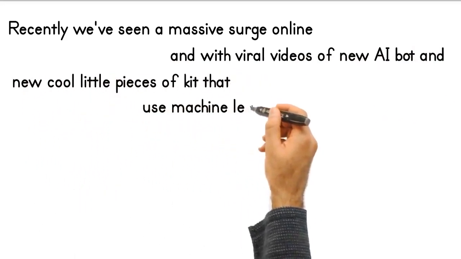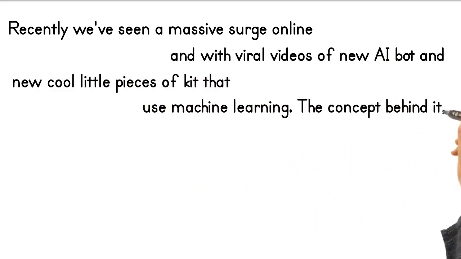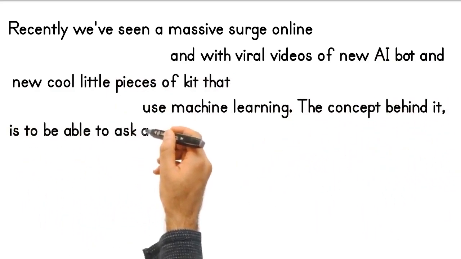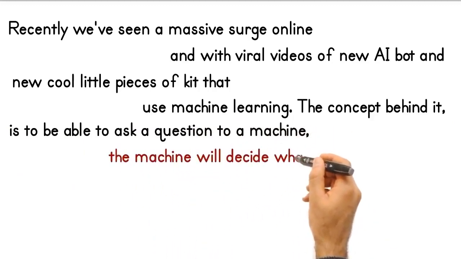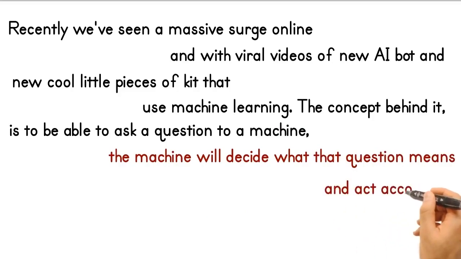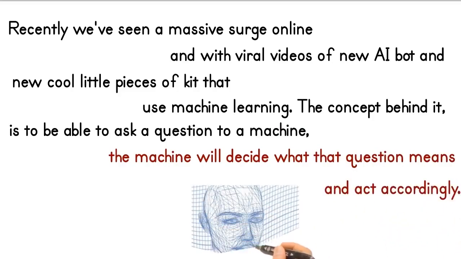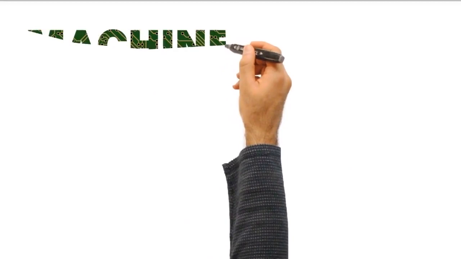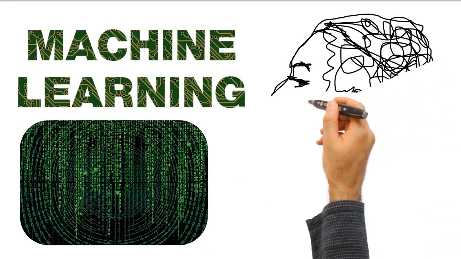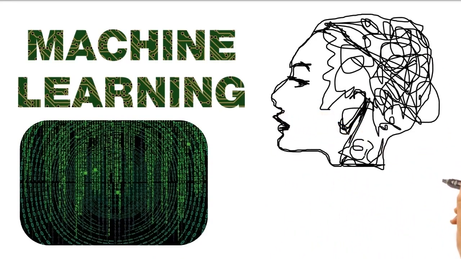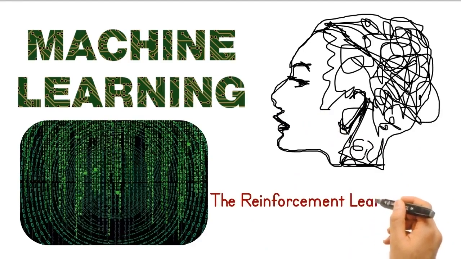The concept behind it is basically to be able to ask a question to a machine. The machine then will decide what that question means and acts accordingly. The whole basis of machine learning is based around the quality of data that the brain understands. The way that we train a machine to actually learn and understand what we're talking about is by using something called the reinforcement learning cycle.